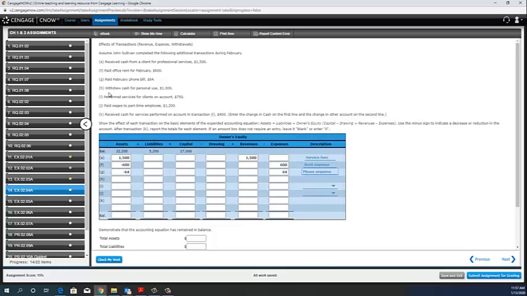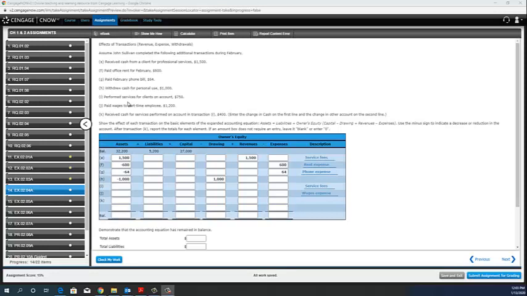All right, in H, we withdrew cash for personal use. Okay, if the cash went out, then our cash has gone down. So we're going to subtract that from our assets. And remember the definition: when the owner takes cash out of the business for personal use, that is considered drawing. It is taken out of the business, but it is not for business purposes. It's for the owner's personal use.